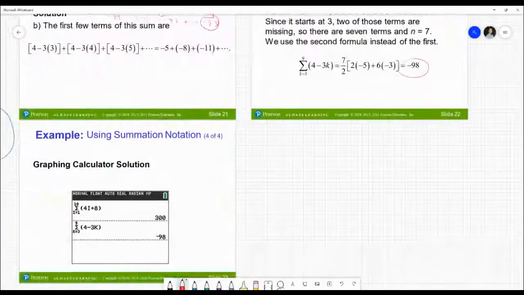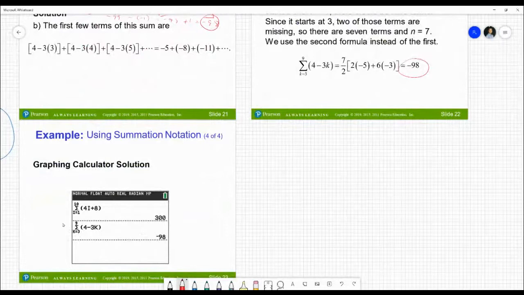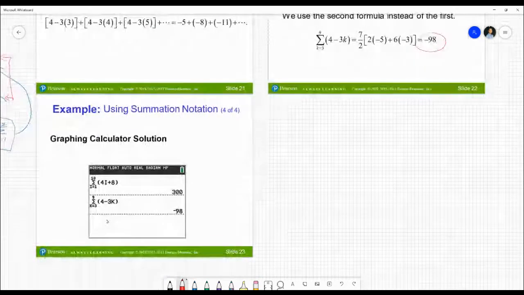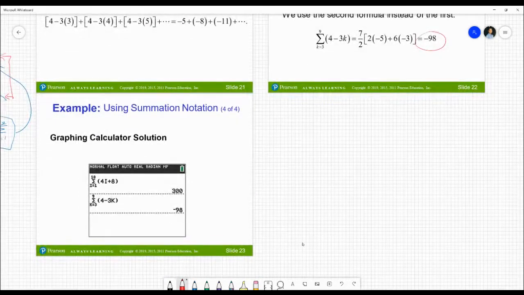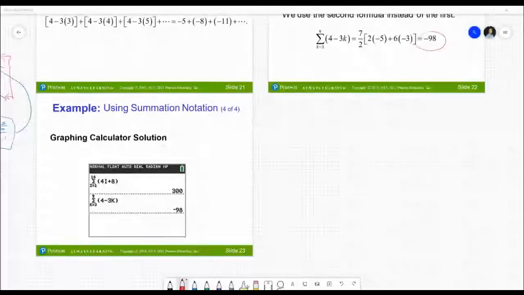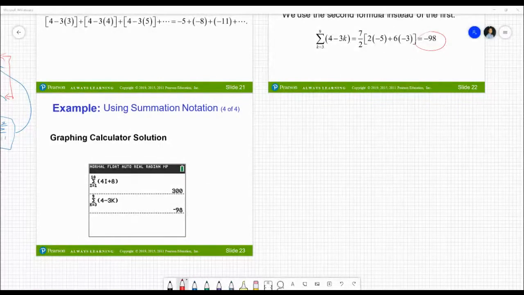Okay, so also you can use the calculator. Of course, after I show you all that work, it's like, why did you use the calculator in the first place? Well, you need to learn how it works. All right, so I'm going to show you how to enter this by using the calculator. So let me switch to the calculator.